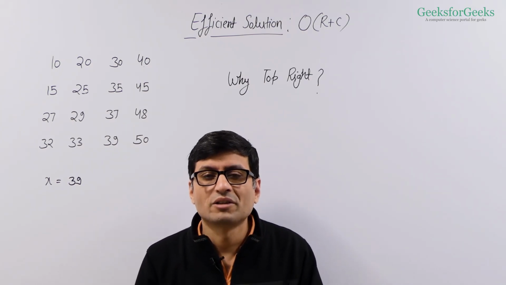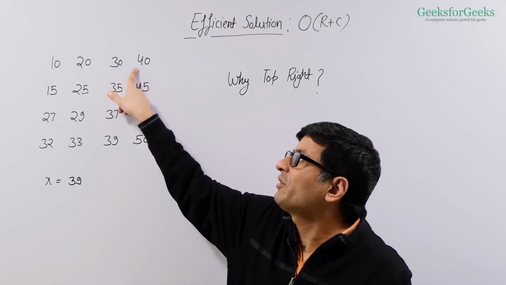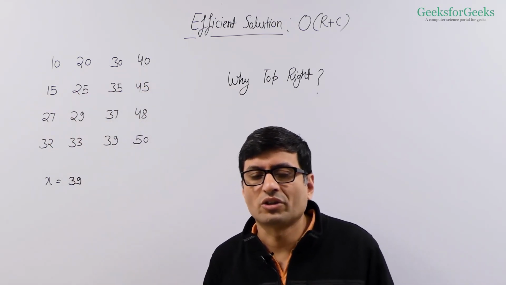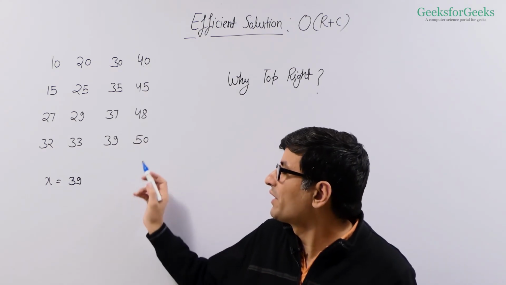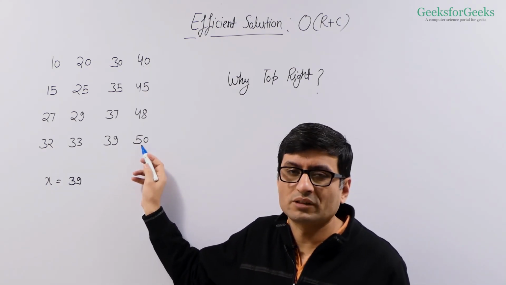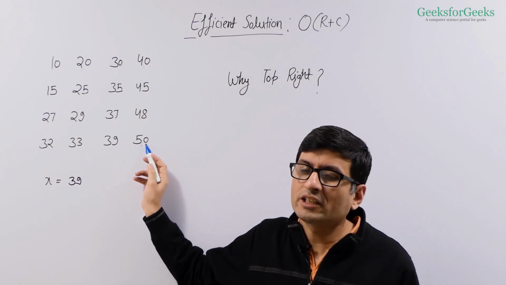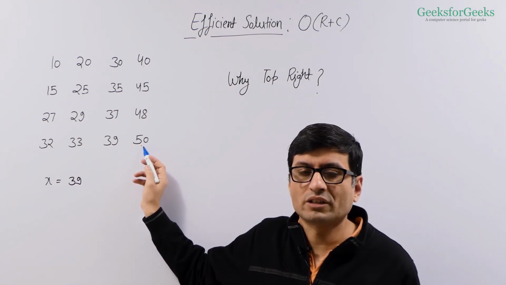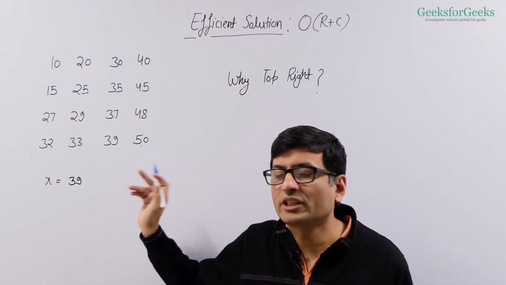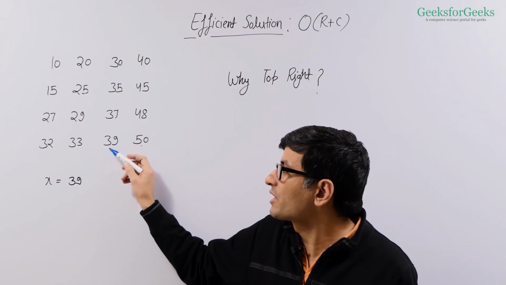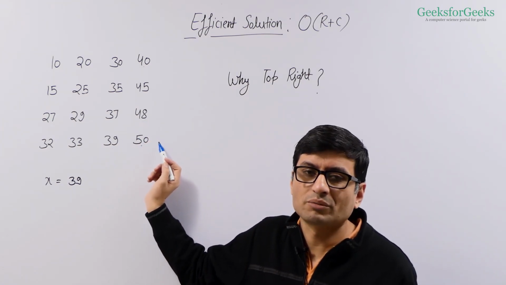Many of us have this curiosity, why from top right, why not from any of the other three corners? Let's try analyzing the other three corners. If I begin from this corner, what will happen? If I'm searching for an element which is greater than this, then I can clearly tell this element is not present. But if the element is smaller, then this element can be present anywhere. So I cannot decide whether I can skip this column or this row. That's why we do not begin from here.